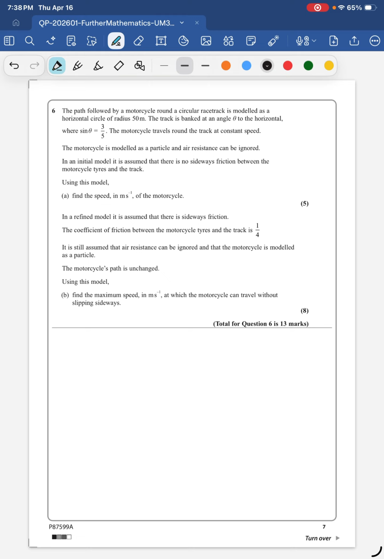Okay, question 6. The path followed by a motorcycle around a circular racetrack is modeled as a horizontal circle of radius 50 meters. The track is banked at an angle theta to the horizontal, where sine theta is 3 over 5. The motorcycle travels around the track at constant speed. The motorcycle is modeled as a particle, and air resistance can be ignored. In an initial model, it is assumed that there is no sideways friction between the motorcycle tires and the track. Using this model, A, find the speed in meters per second of the motorcycle.